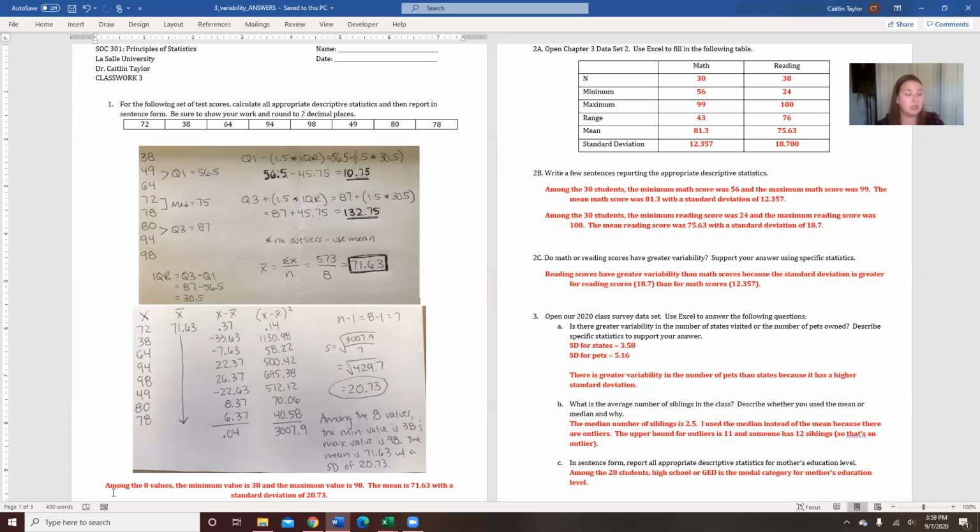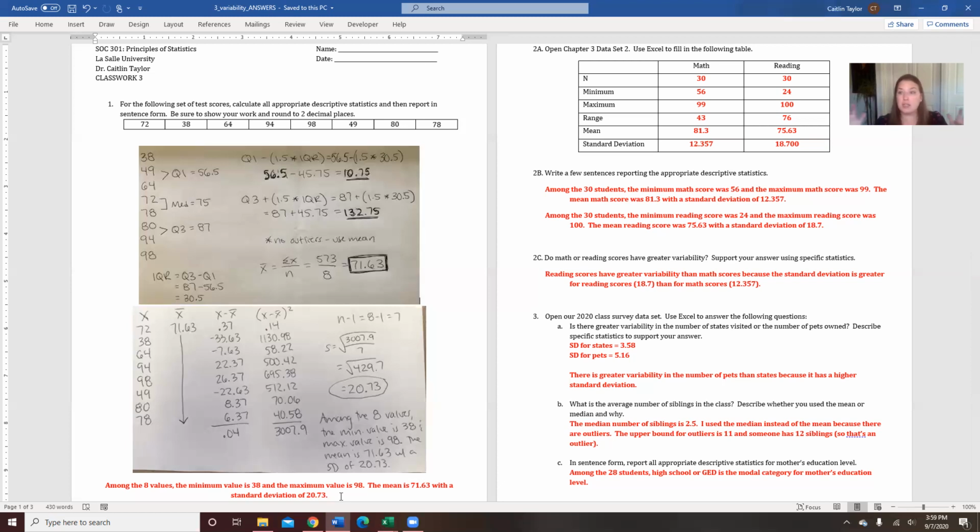So our final answer here for number 1 is: among the 8 values, 8's our n, the minimum value is 38 and the maximum value is 98. The mean is 71.63 with a standard deviation of 20.73. If we had found in part 1 here that there were outliers, then we would be using the median. So instead, this would say the median is 75 with a standard deviation of 20.73. But because there's no outliers, we report the mean.